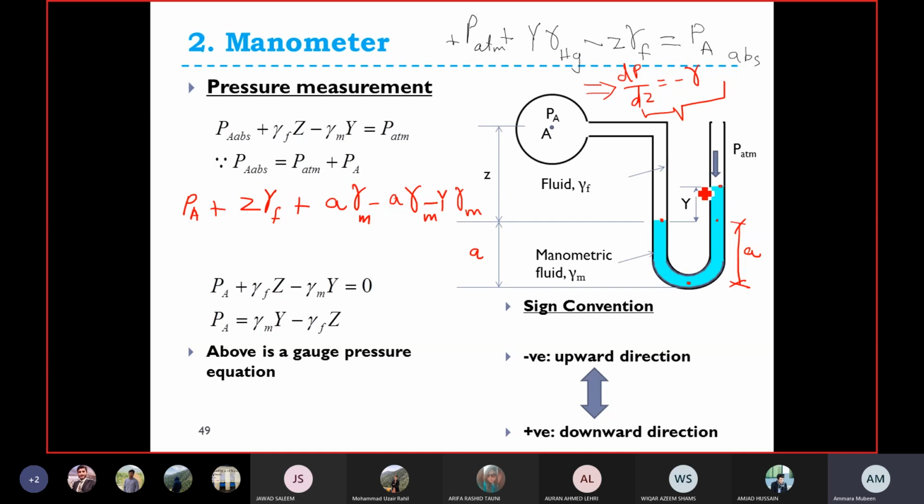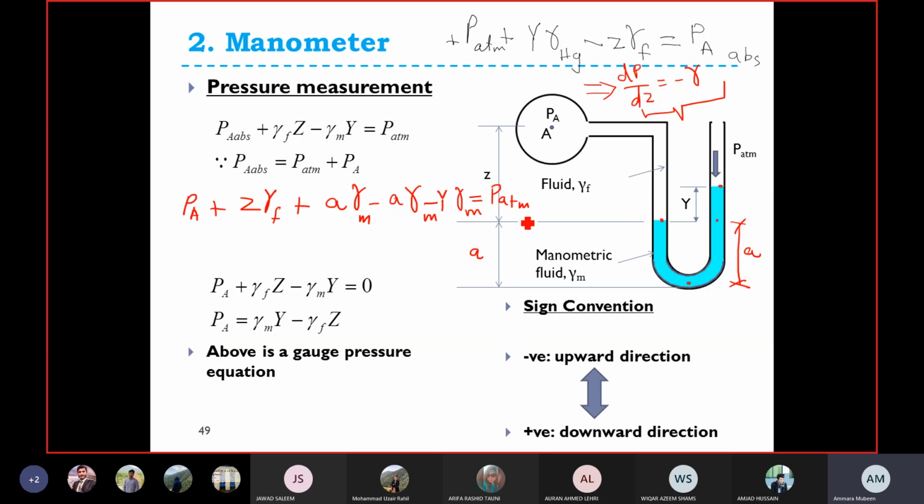Okay, and then what about atmospheric pressure? It is equal to atmospheric pressure. So the pressure you'll be getting through this equation would be absolute pressure, because you are considering atmospheric pressure on the other end. Okay, so this is atmospheric pressure and it is in the downward direction towards the fluid.